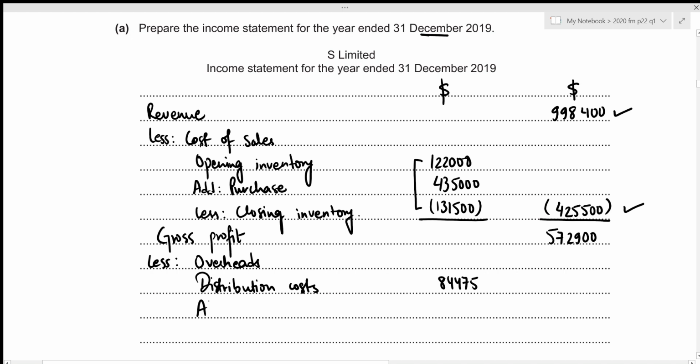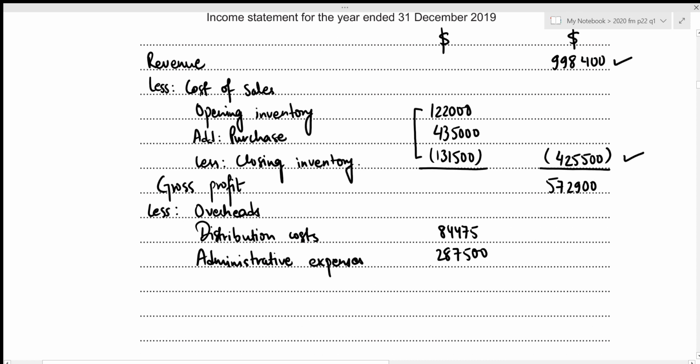Let's write it down. So that's going to be administrative expenses of 287,500. Now these are the only overheads. So let's figure out the total by adding these two amounts. That's 84,475 plus 287,500, which results in 371,975. Again, since these are the overheads that need to be deducted, I'm just going to write it down in a bracket.